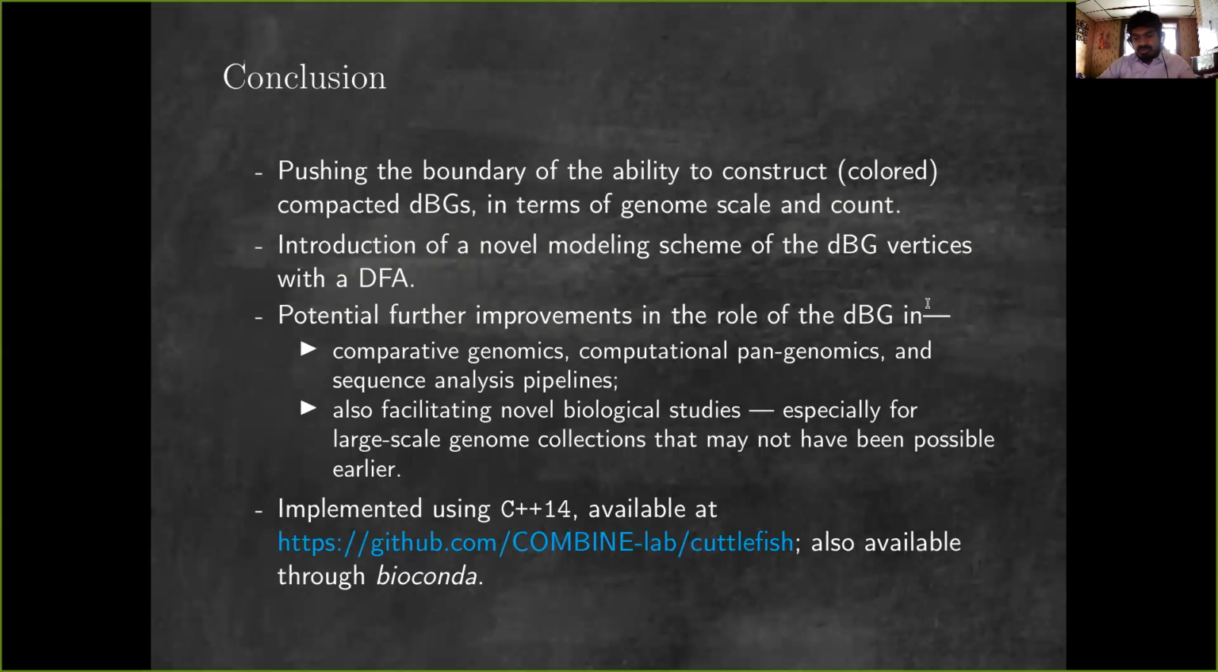So through the novel idea of modeling a de Bruijn graph vertex as a DFA, we tried to push the boundary of our ability to construct compacted de Bruijn graphs, both in terms of genome scale and count, which we hope would facilitate further improvements in the role of de Bruijn graphs in genomics.